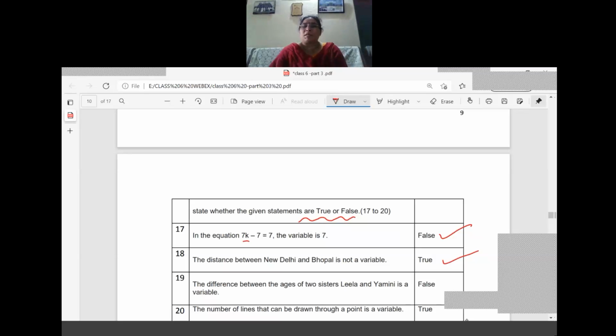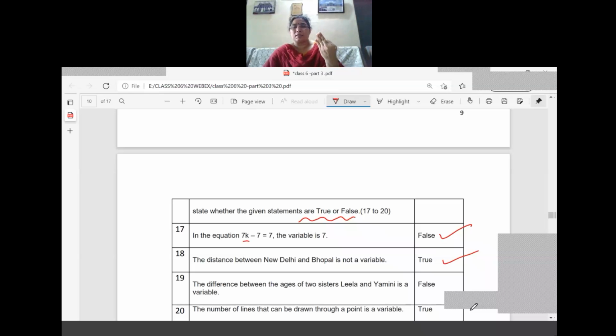Now, the difference between the ages of two sisters, Leela and Yamini, is a variable. That means the difference between the two ages of two sisters. You can take your sisters, or if you are not having a brother or sister... Suppose you are 10 years and your younger brother is 5 years. So what is the difference between the ages? 10 minus 5 is equal to 5. Suppose you are age 10 and your brother is only 7. So 10 minus 7, what is the difference there? You will get 3.